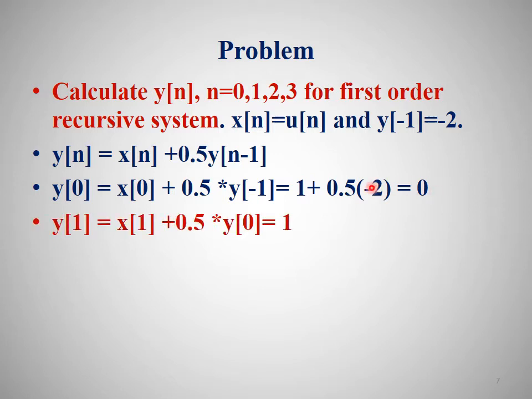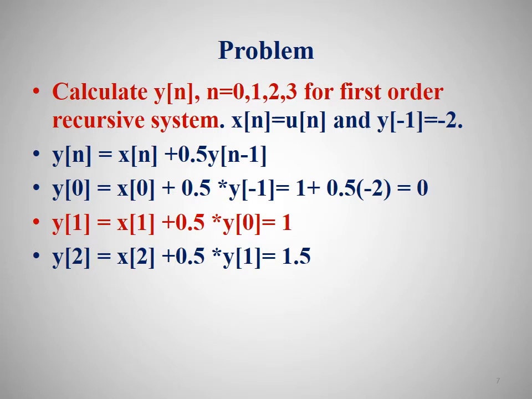y of 1 is going to be equal to x of 1 plus 0.5 into y of 0. y of 0 is 0, hence this is going to be dependent only on x of 1, which is u of 1, equal to 1. Since x of n is dependent on the step input, it is clear that at all instants of time the value of x of 1, x of 2, etc. will be 1. Next, let us evaluate y of 2, which is equal to x of 2 plus 0.5 into y of 1. The solution is going to be equal to 1.5.